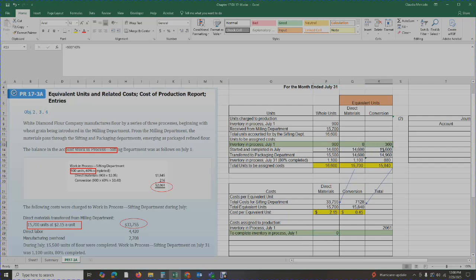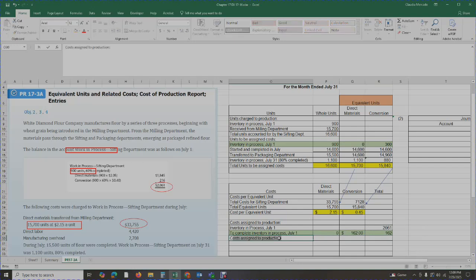Now for conversion, I had 360. Okay, so we're going to get the 360 that we have up here, and I'm going to multiply it by my rate of conversion, which is 45 cents. That gives me 162. So you're going to get your numbers up here, your materials and conversion, and then multiply by the cost per equivalent unit. Then we're going to add the total of these two amounts. That gives me $162. Okay.